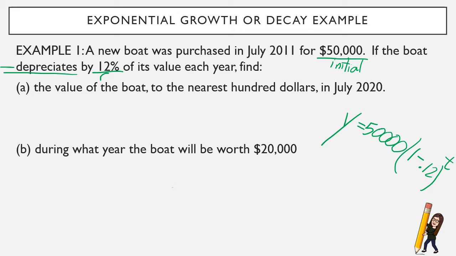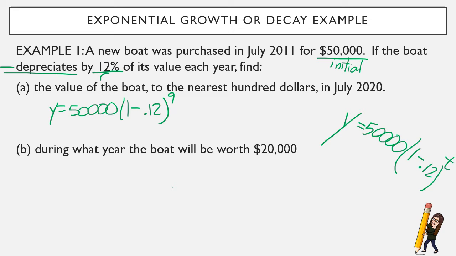Question A says, let's find the value of the boat to the nearest $100 in July of 2020. So I'm going to use my equation. Initial amount, 100% of that depreciated by 12% per year. If I bought it in 2011 and now it's 2020, that's 9 years that we're looking at. Depending on what kind of calculator you're using, parentheses are very important. It says round to the nearest $100.